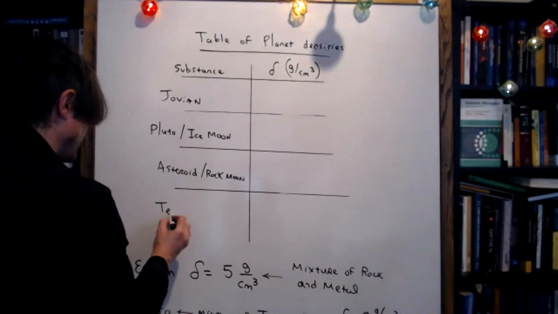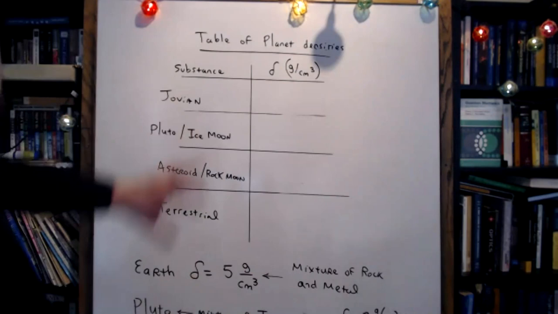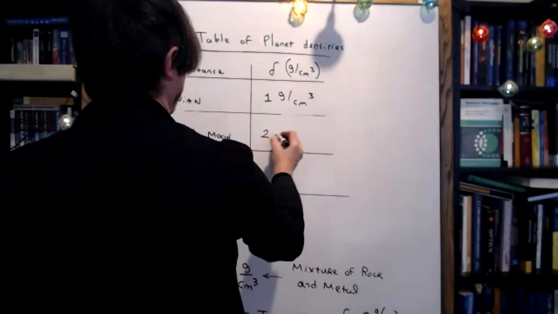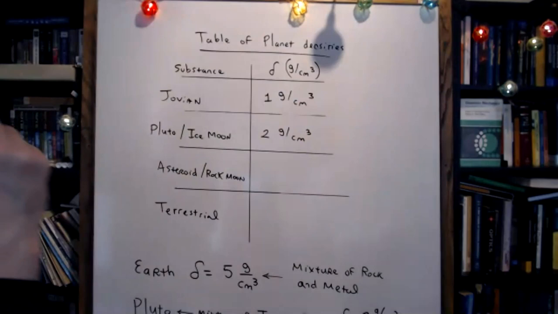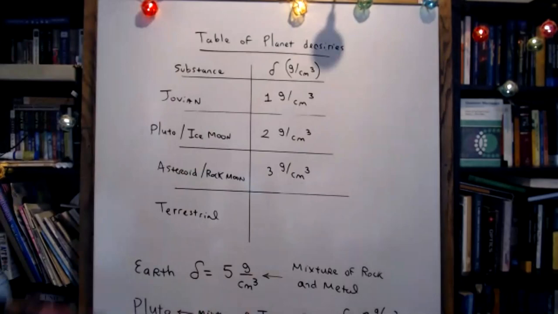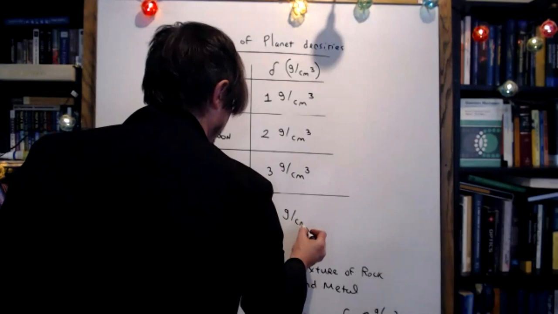It doesn't quite fit into these perfect categories, but Jovians typically have densities of 1 gram per cubic centimeter. Pluto and icy moons often have a density of 2 grams per cubic centimeter. Asteroids can be as low as two, but for asteroids and rocky moons, just for your first learning exercise, we're going to assume that things that are made of rock are made of 3 grams per cubic centimeter. And terrestrials are usually around 5 grams per cubic centimeter.